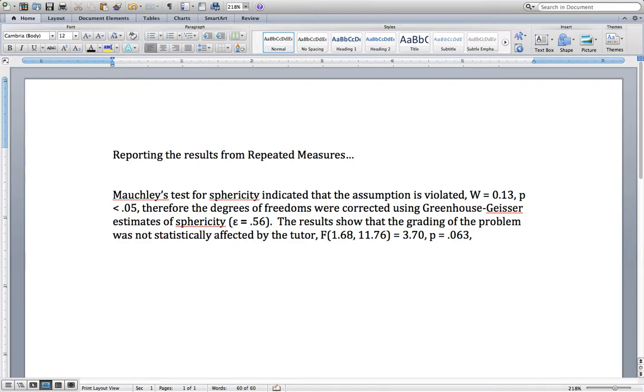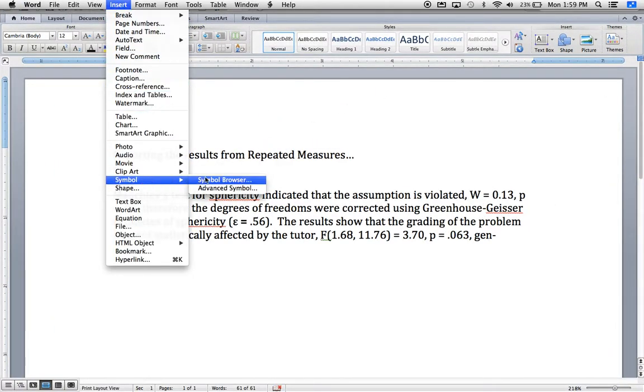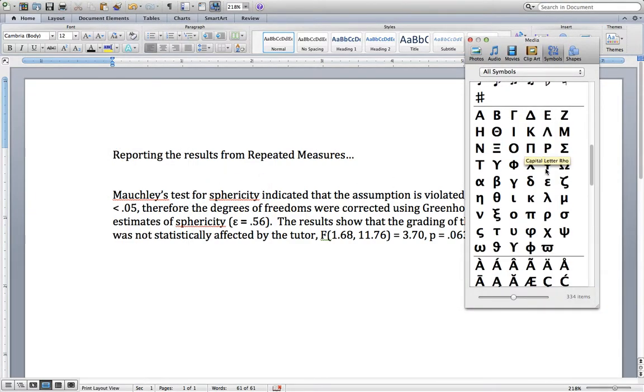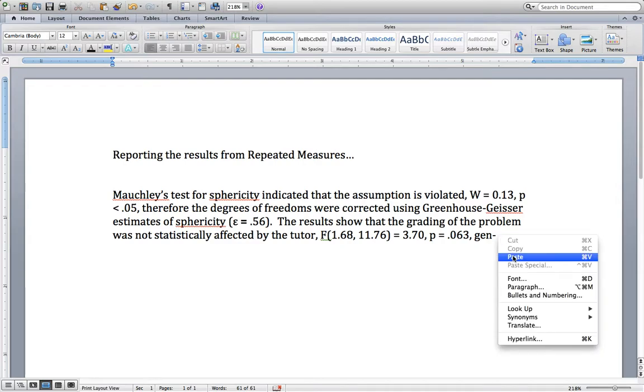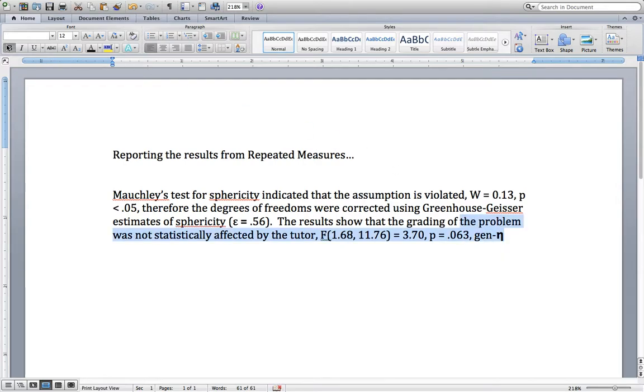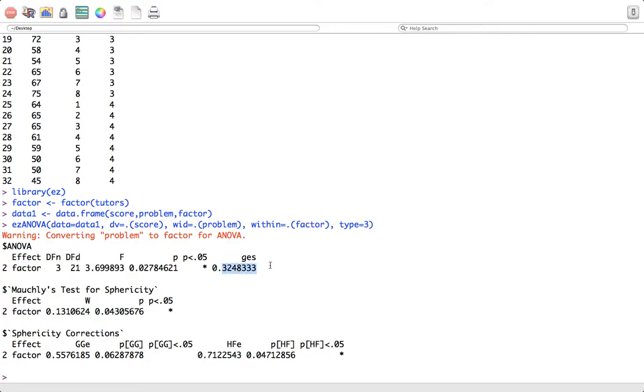And then our generalized eta squared was what? 0.32.